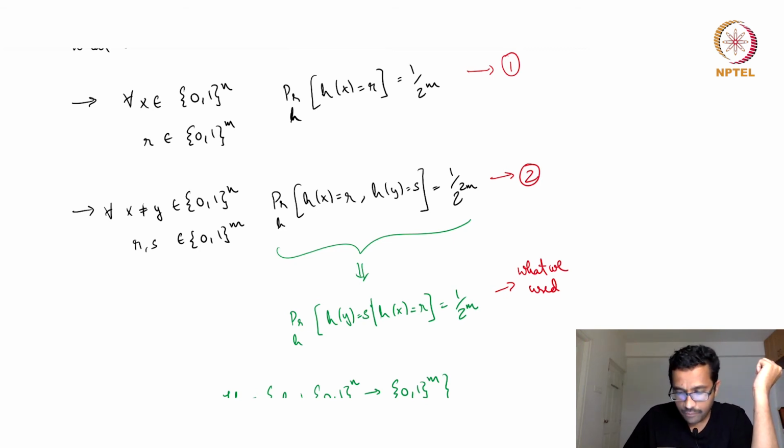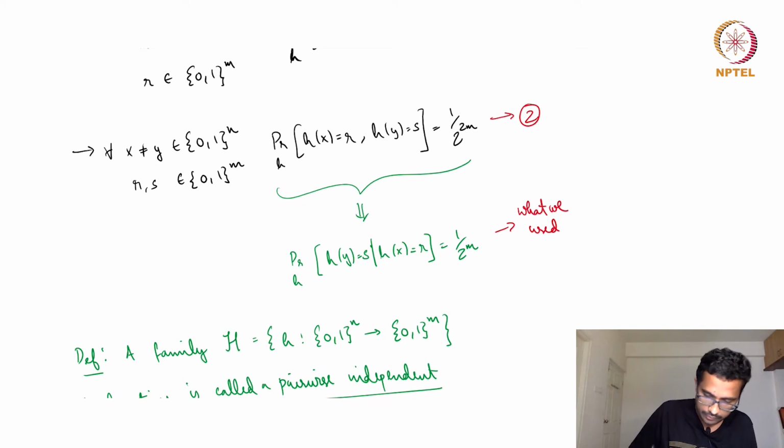But notice that even 1 can be derived from 2, so we don't need 1 stated explicitly. Given 2, we could just take the summation over all the possible values of s. If you take the summation, you will get 1 by 2 power 2m multiplied by 2 power m. So 2 power m will cancel, and what we will have is that the probability of h(x) equal to r is 1 by 2 power m.